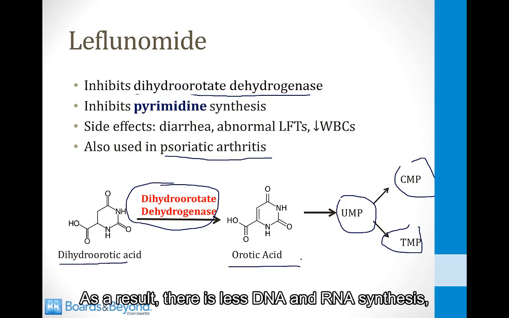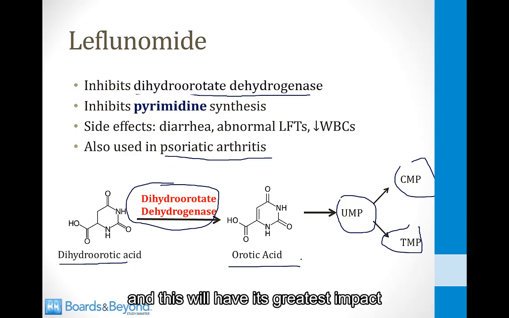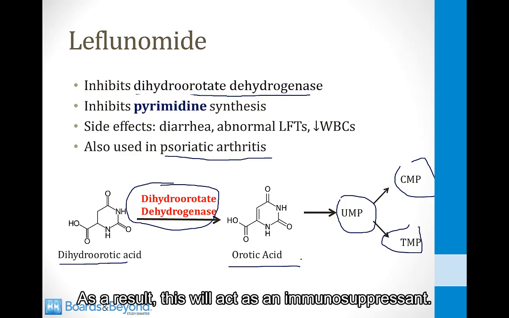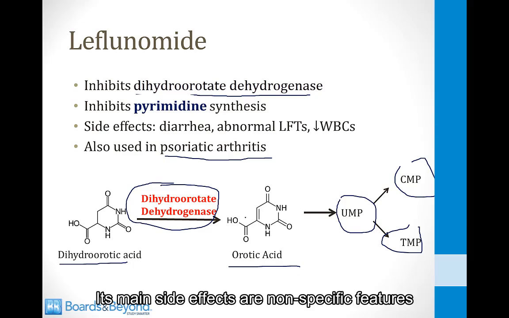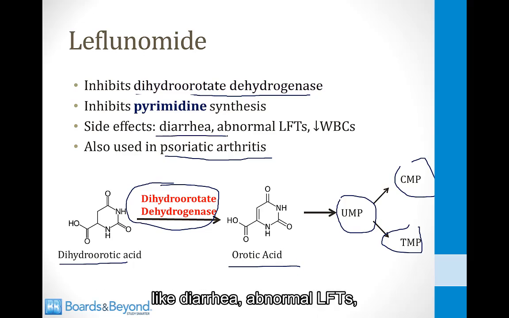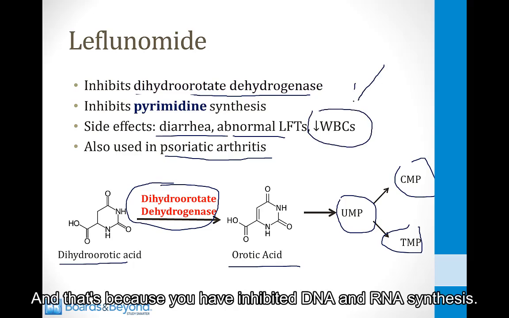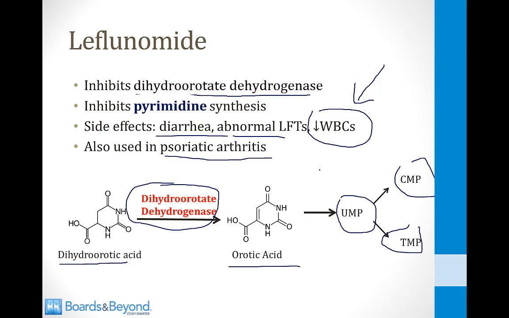As a result, there is less DNA and RNA synthesis, and this will have its greatest impact on rapidly dividing cells, which include cells of the immune system. As a result, this will act as an immunosuppressant. Its main side effects are nonspecific features like diarrhea, abnormal LFTs, and low white blood cells, and that's because you have inhibited DNA and RNA synthesis.